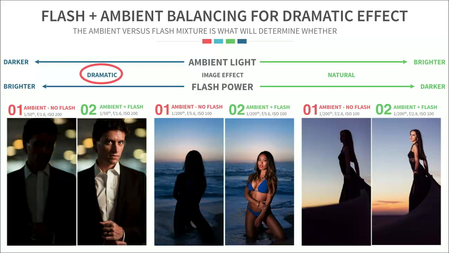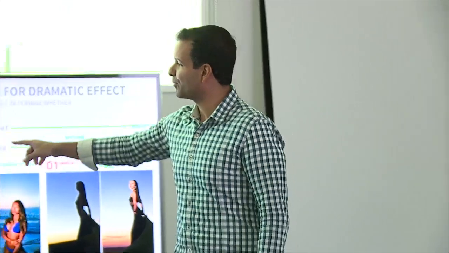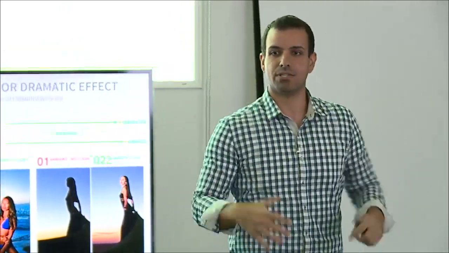If you want dramatic, you go to the other side. So you pull down ambient light and you raise the power of your flash. And I know flash power should have gone this way, but that would have made it all confusing. So we just drew it all in the same direction. So raise flash power, pull down ambient, you get dramatic images. Bring your ambient up, pull down flash power, you get natural looking images.